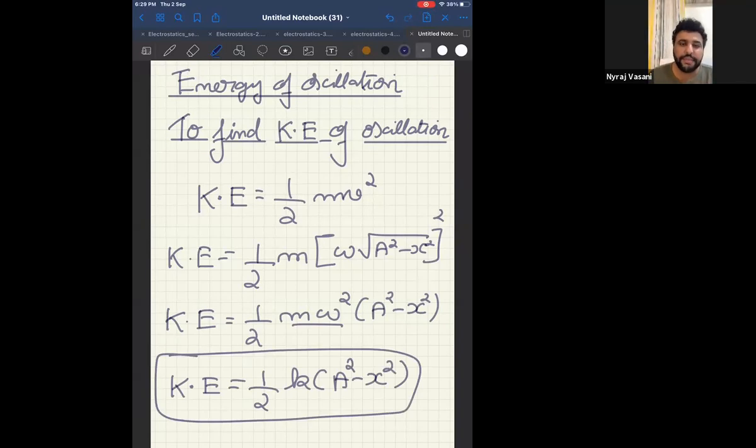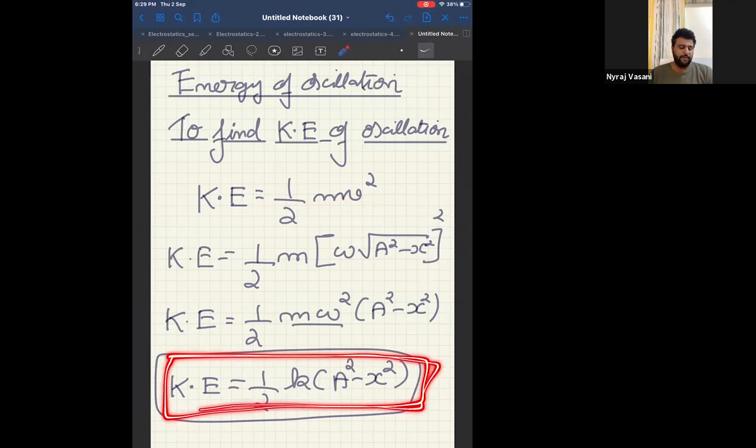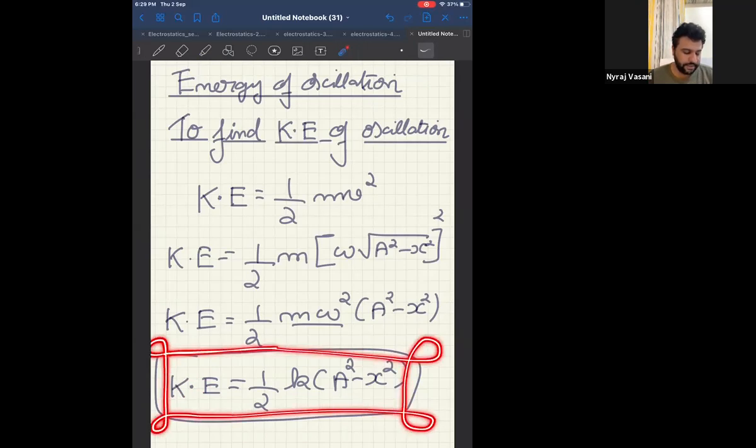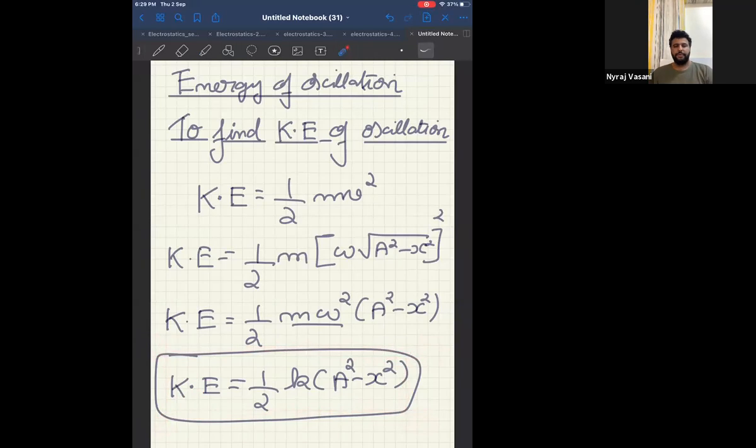Therefore, if I ask you what is the general formula for kinetic energy, you will tell me it is half mv squared. That we anyway know. But if I ask you what is the formula for kinetic energy of oscillation, you will tell me half k a square minus x square. Make a note of this formula. Kinetic energy is equal to half k a square minus x square. This is your new formula also. Make a note.